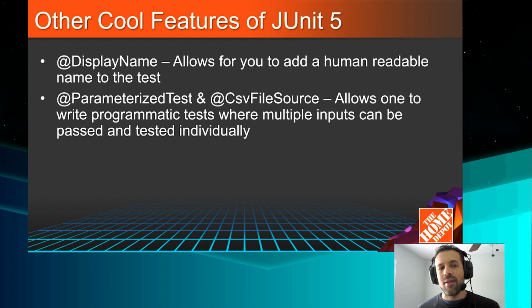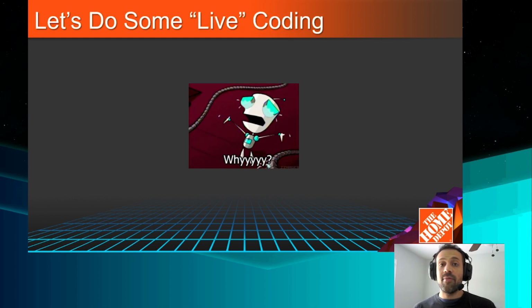The second one is the @ParameterizedTest and @CsvFileSource. So the @ParameterizedTest actually allows you to set it up so that the test can be run multiple times with changing parameters being passed in. So instead of having to write 4 separate tests to test different parameters, you can write one test that will take in those parameters. And the @CsvFileSource gives you a way to put that together inside of a CSV and parse out that piece. All right, so let's do some live coding.